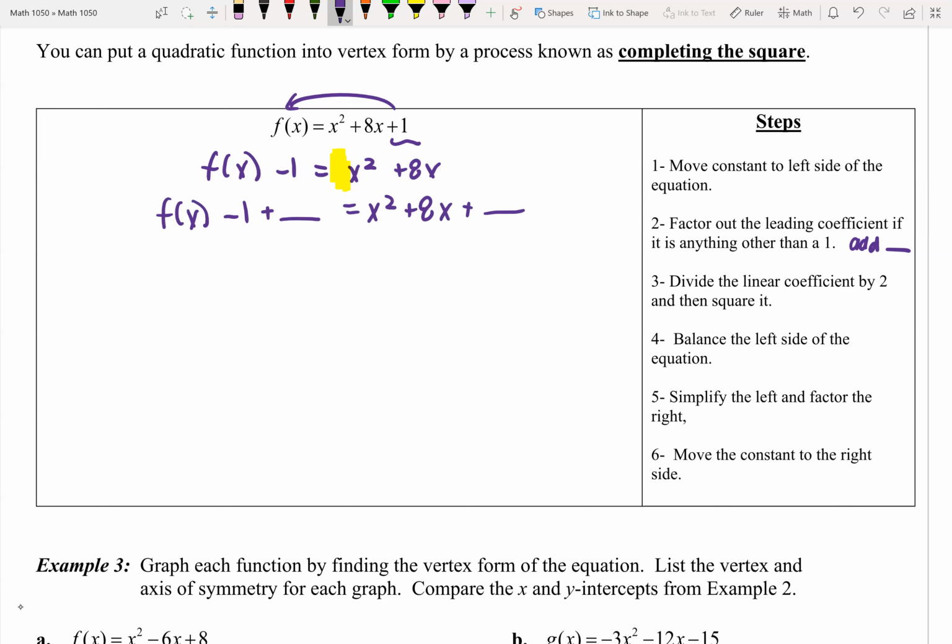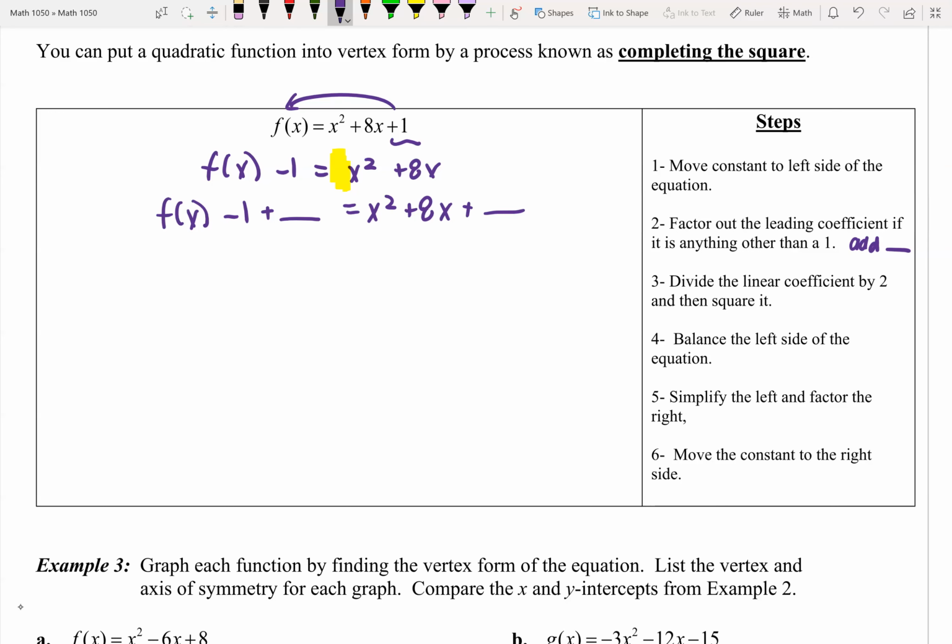Step number 3, divide the linear coefficient. The linear coefficient is 8. It's the number in front of the x to the first. That's linear. You divide it by 2. 8 divided by 2 is 4. And then you square it. 4 squared is 16. So I must see you write a 16 there, and I must see you write a 16 there. That's kind of where we were faltering in the past. Step 4, balance the left side of the equation. That's what I did when I added the 16 to the left. Step number 5, simplify the left.